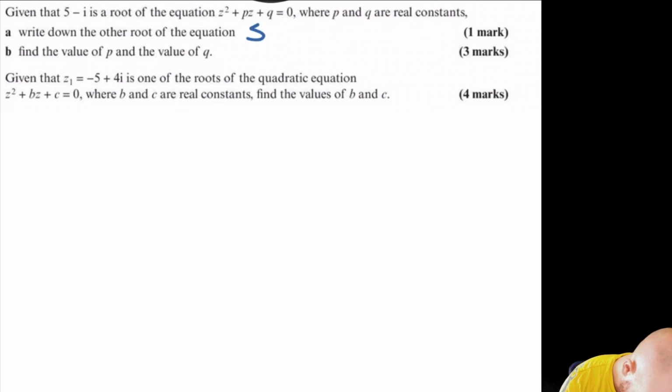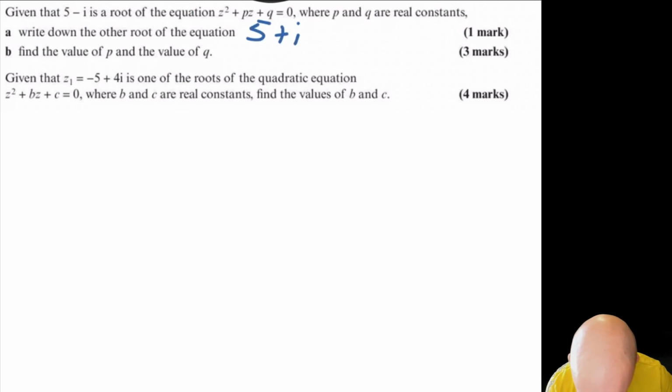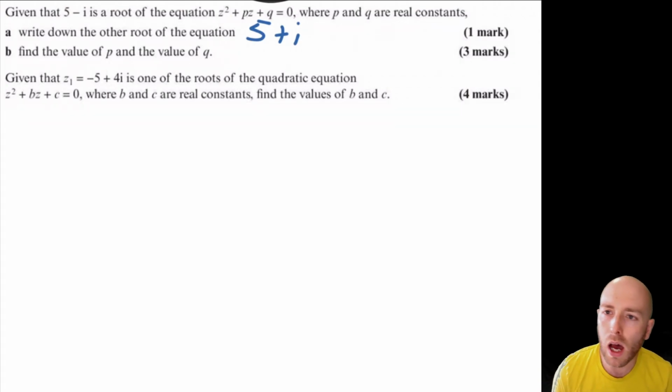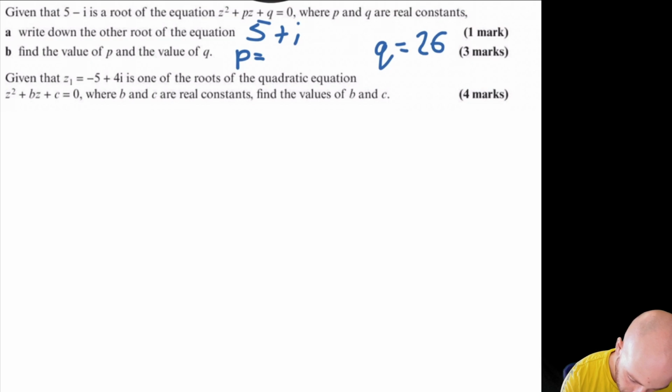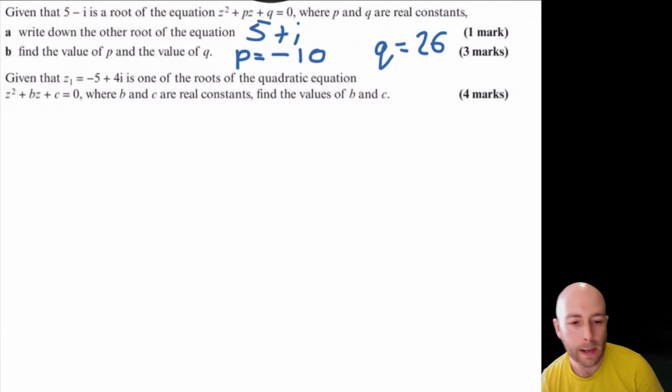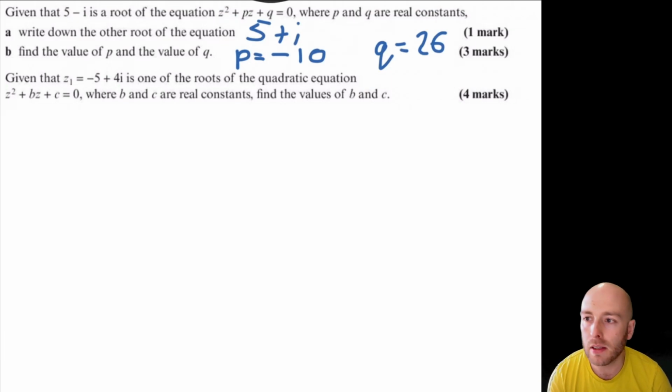All right, so part A is going to be 5 plus i. The value of p and the value of q. Well, the value of p is going to be 10. Is it 10 or is it minus 10? You guys tell me. I think it's minus 10. And then q is going to be, what, 26? I think that's right. I'm just doing it in my head.